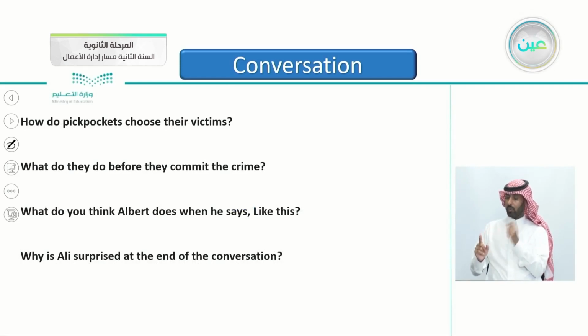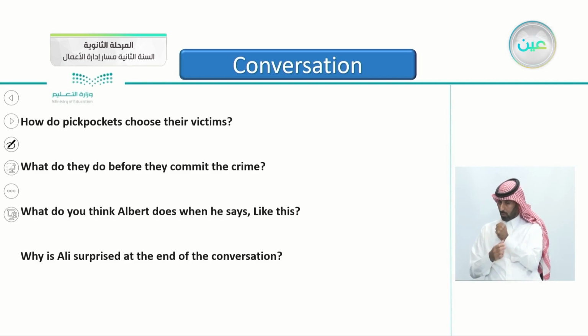The second question, what do they do before they commit the crime? The third question, what do you think Albert does when he says like this? And then we heard some sounds there. Why is Ali surprised at the end of the conversation?